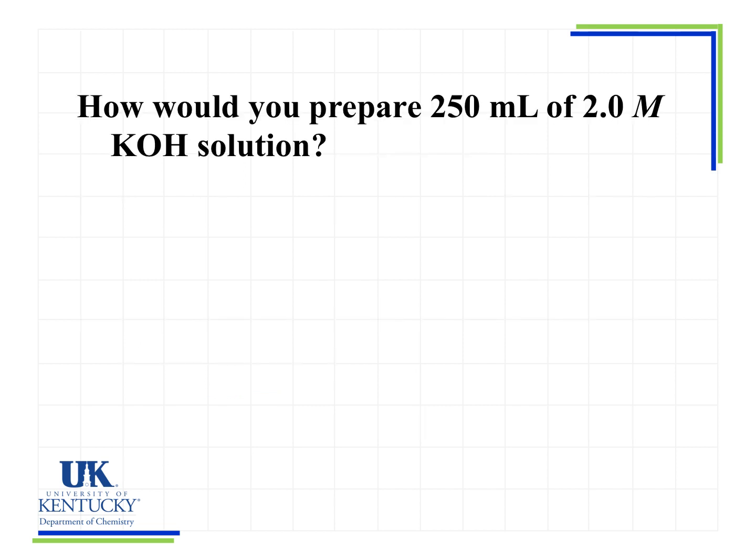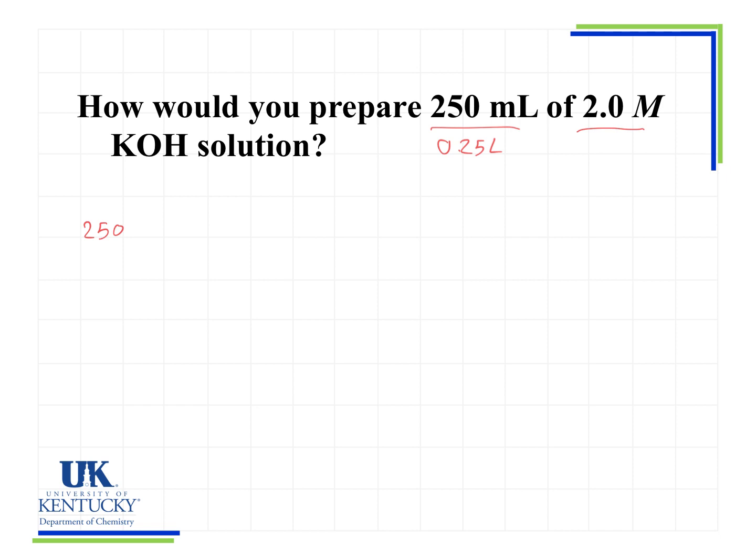Okay, let's have another example. How would you prepare 250 milliliter solution of 2 molar KOH solution? Okay, so it's exactly like the previous example. So we start with the volume. I know 250 milliliter is 0.25 liter, but even if you don't know that, you can start with 250 milliliter. That's also fine. That's why we use dimensional analysis, right?